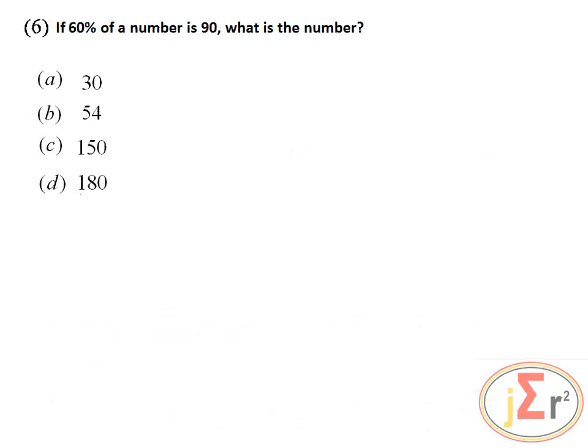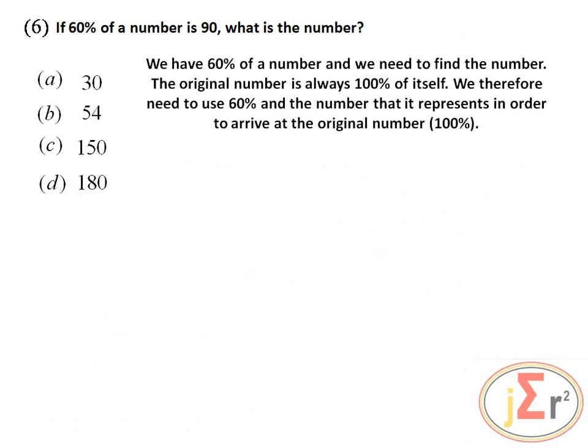If 60% of a number is 90, what is the number? 60% of that number is 90. What is the number? We can think of 100 different ways that a candidate may want to solve this problem. Finding 60% of 90 may be one of the ways. Trying to increase 90 by 60% may be another way. But the correct way is based on ratios and proportions.